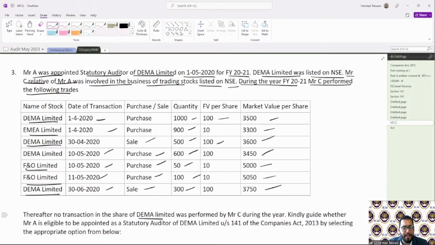Now you tell me whether Mr. A is eligible for being appointed as an auditor or not. Simple. Based on this detail, whether Mr. A is eligible to be appointed as an auditor. So we need to see, based on the discussed provisions, whether he is eligible to be appointed as an auditor.